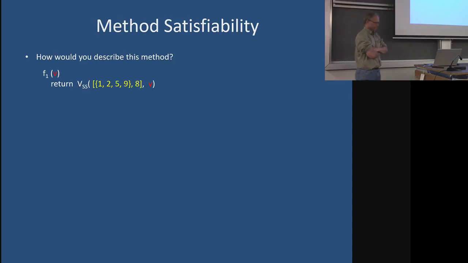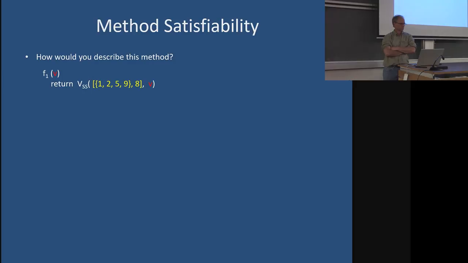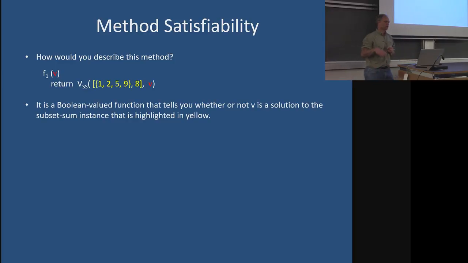Okay, how would you describe that method right there? What does F1 do? It just calls V sub SS and checks the result. F1 has that yellow problem instance baked into it. So it takes a proposed solution to that yellow instance and reports whether or not it is a solution. It's a Boolean valued function that tells you whether or not V is a solution to the instance highlighted in yellow. So that's what F1 does.